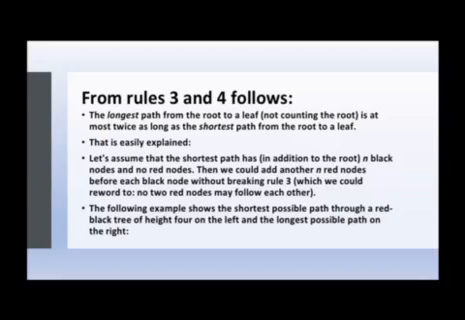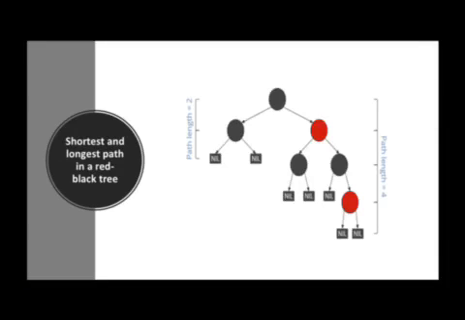The following examples show the shortest possible path through a red-black tree of height 4 on the left and the longest possible path on the right. This is the shortest and longest path in a red-black tree.